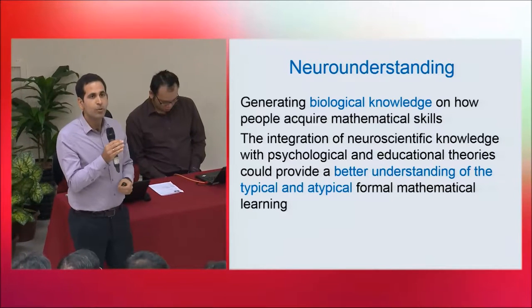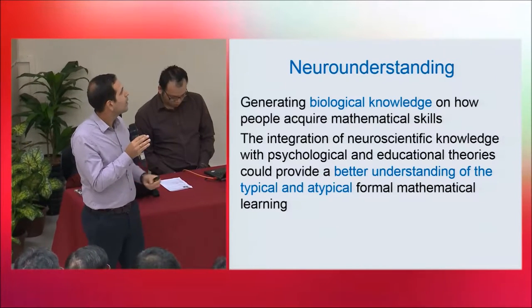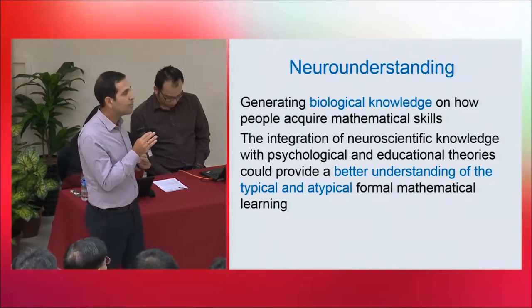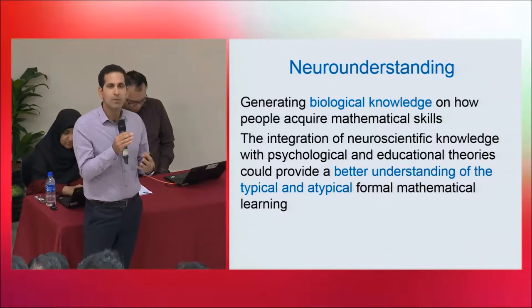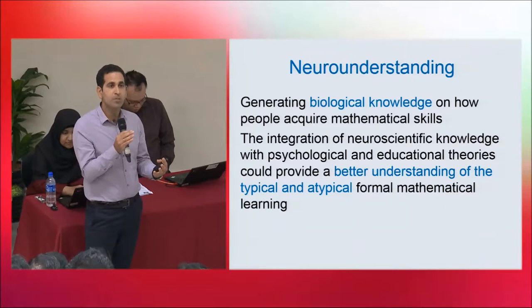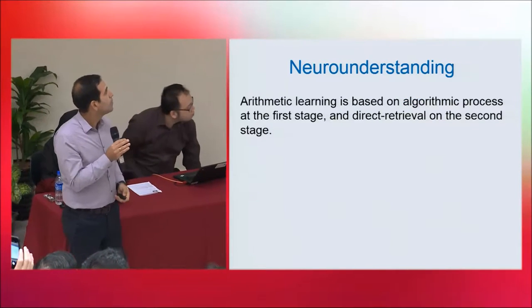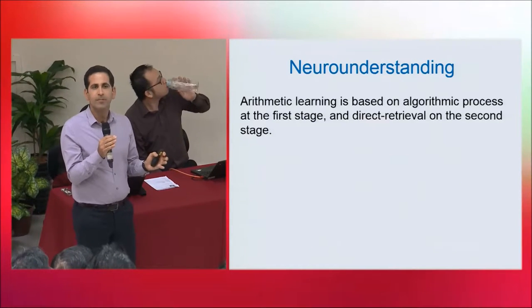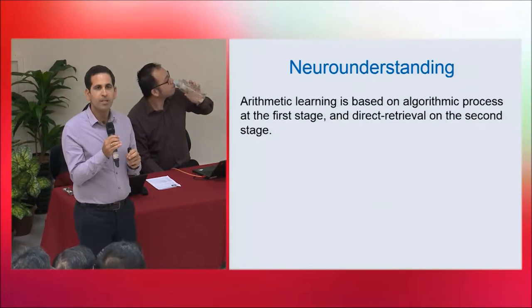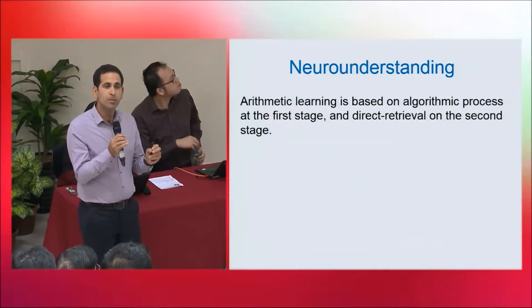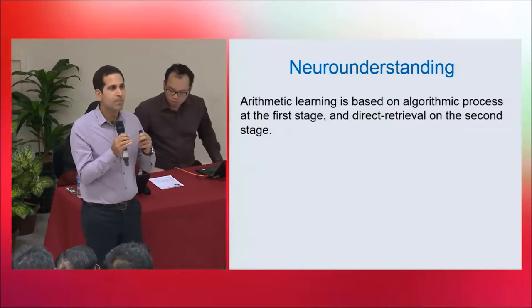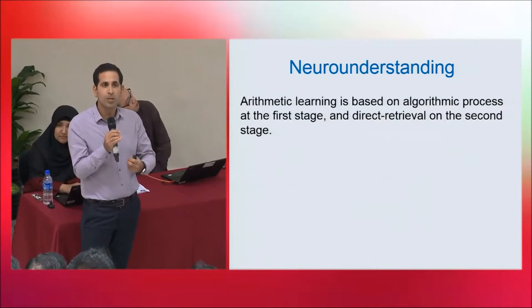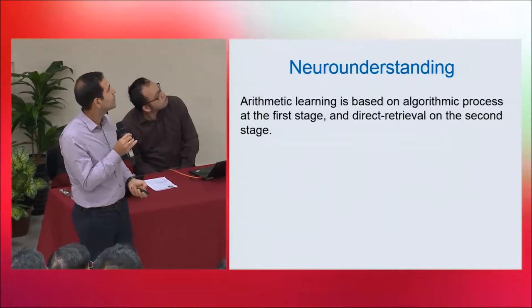So neurounderstanding, just to give you the longer definition, would allow us to use biological knowledge in order to have eventually a better understanding of why people are able to learn better and why people sometimes struggle. One example I would like to provide on this slide is arithmetic learning. We know that arithmetic learning at the beginning is based on algorithmic processing, that with time and practice becomes automatic, and you retrieve information by rote. You have a direct retrieval of this information.